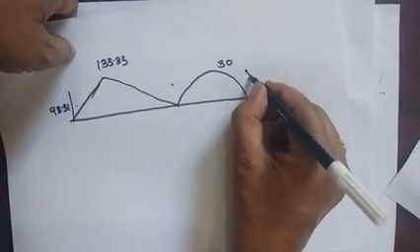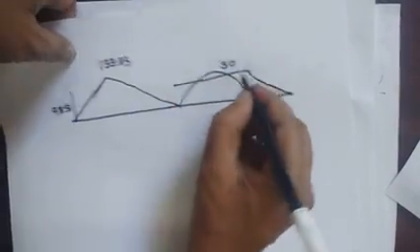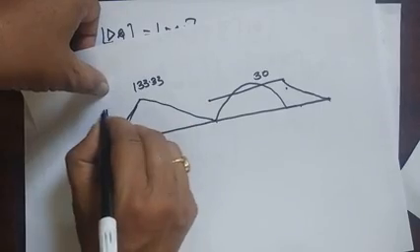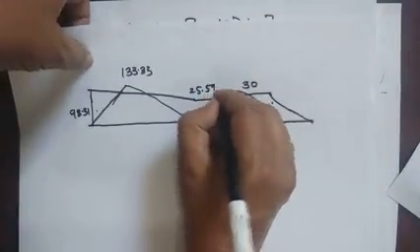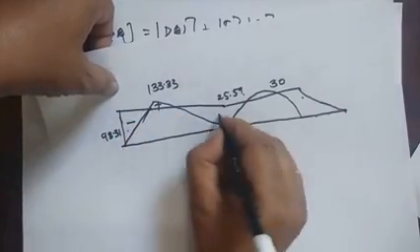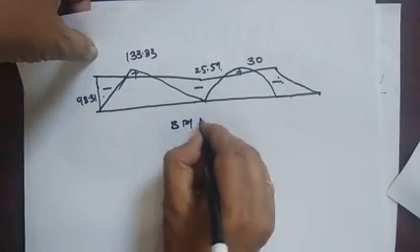So join this and join this. This is 25.59. This is minus, plus, minus, plus, and minus. So this is the final beam.